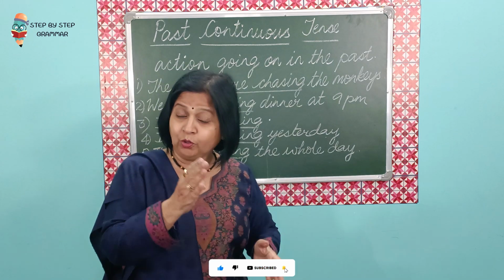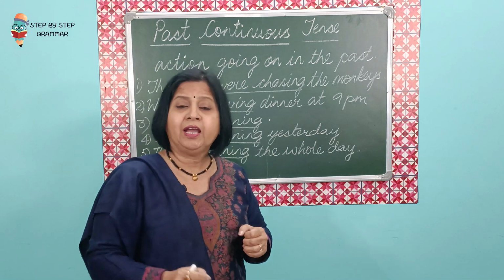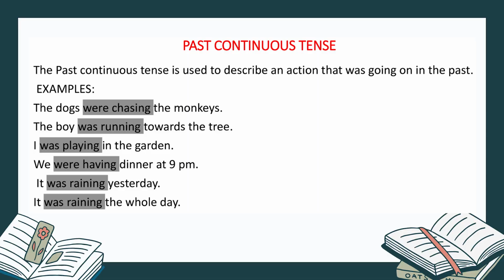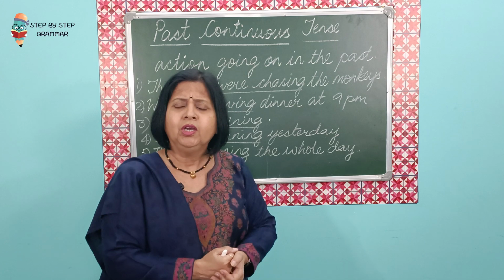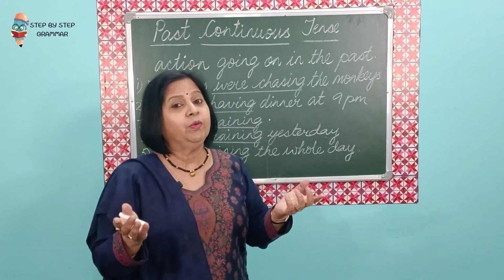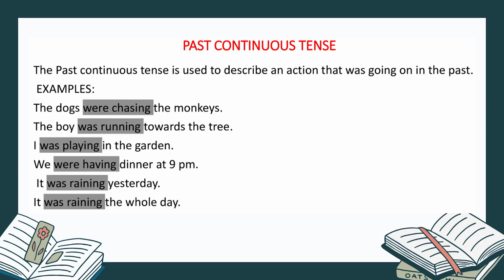But we also talk about the past continuous tense when we refer to a specific time, when we refer to a specific period. For example, if you can see this sentence, we were having dinner at 9 p.m. So that means at 9 p.m. what were you doing? You were having dinner. Someone must have asked you, yesterday at 9 p.m. I called you. What were you doing? Oh, we were having dinner at 9 p.m. So the time is specified.